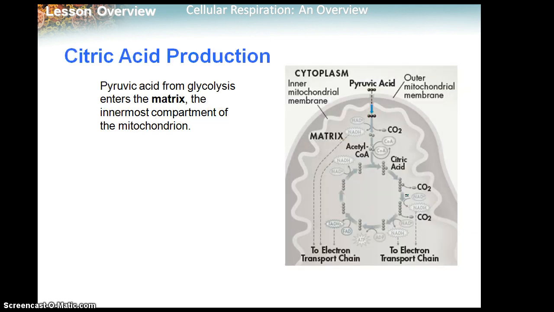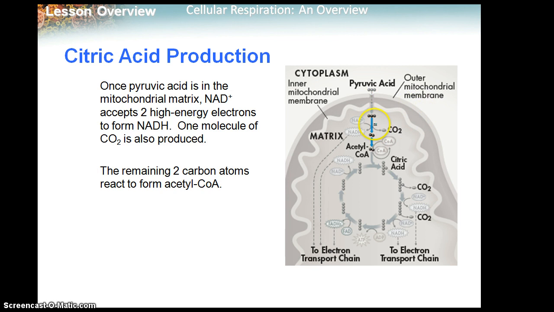Alright, so citric acid production, we're taking that pyruvic acid, or that pyruvate, and we're sending it into the mitochondria through the outer mitochondrial membrane, through the inner mitochondrial membrane, into the matrix. After that 3 carbon molecule gets into the matrix, it's going to go through a reaction where we right away take a carbon away from it, making carbon dioxide. We are also going to take an electron carrier, NAD+, and we're going to make an NADH. We're going to give electrons away as we break that carbon off to NADH. That leaves us with 2 carbons left.